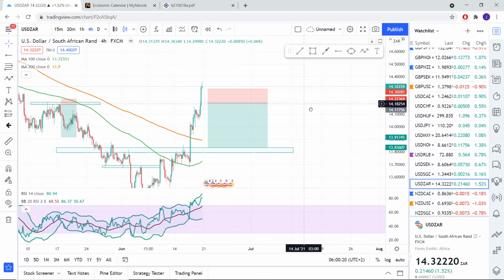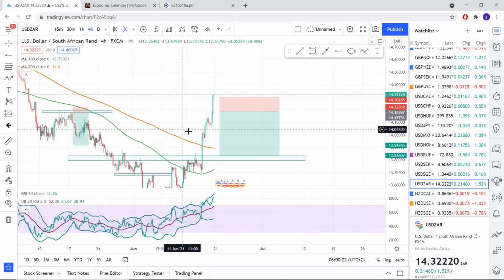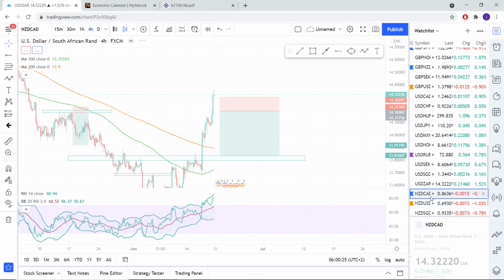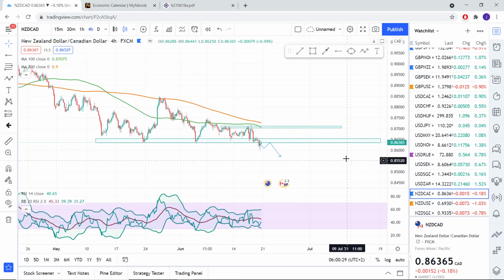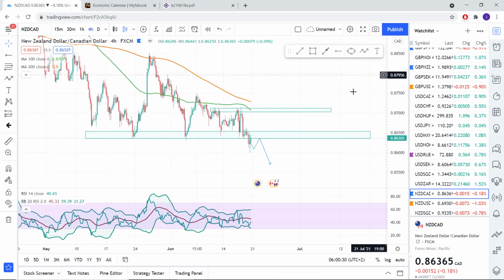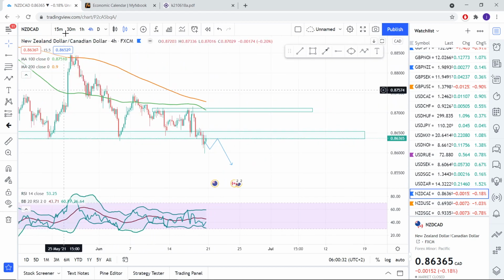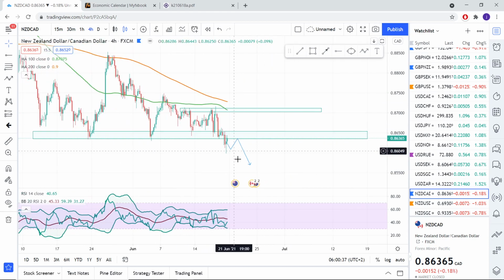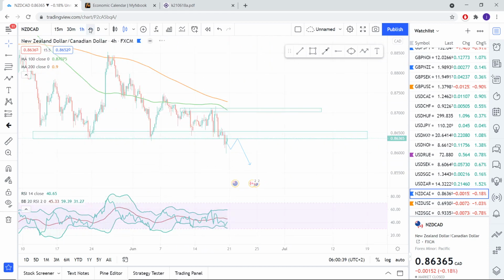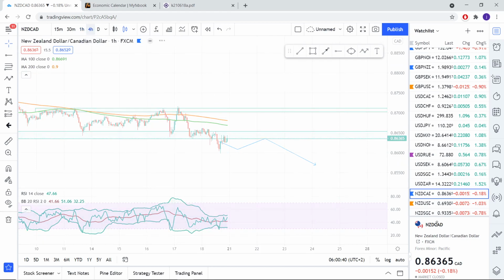USD ZAR, it's another one. Yeah, that's basically it, guys. Because if we look right now, NZD CAD, overall bearish, looking for a further push down from this area to actually enter for any sell setups.